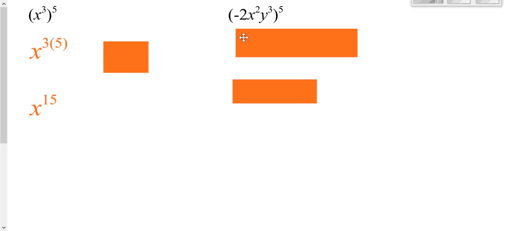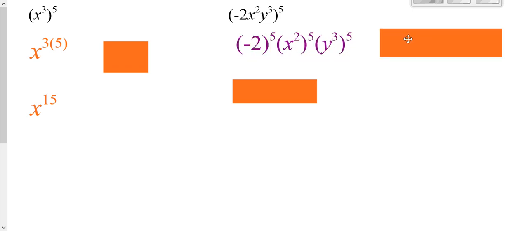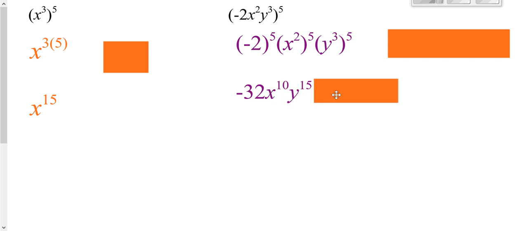Same type of thing kind of works over here. That exponent of 5 on the outside applies to each thing on the inside. Negative 2 multiplied by itself 5 times would be a negative 32. x squared multiplied by itself 5 times, you'd have to multiply your exponents. On the y's also.